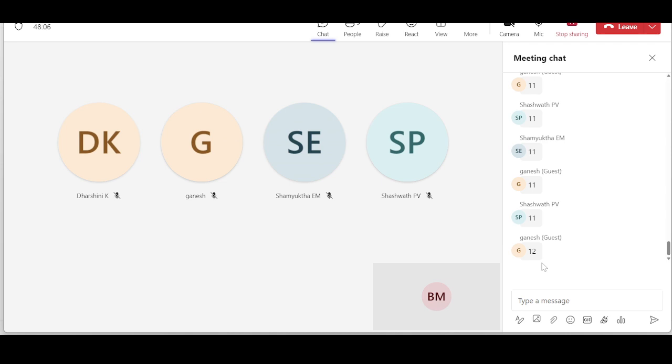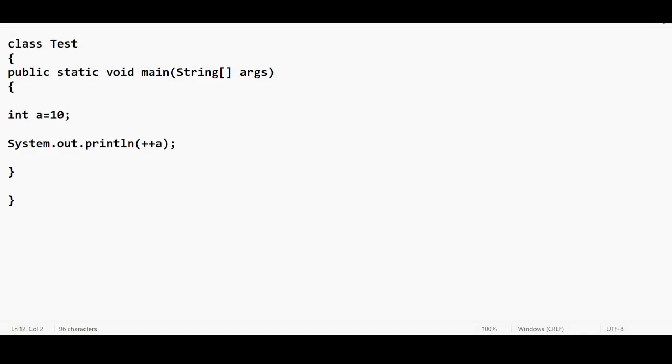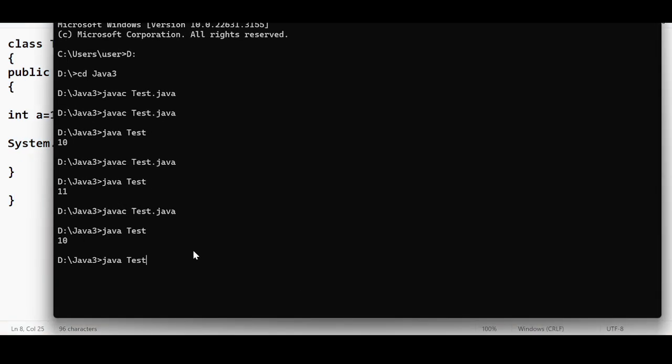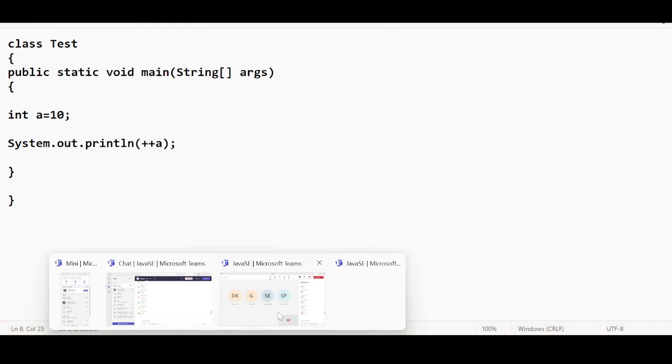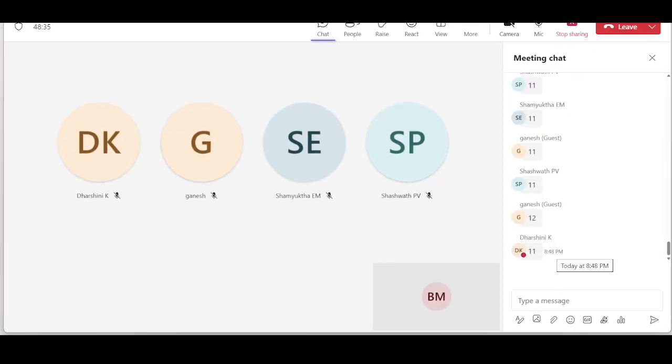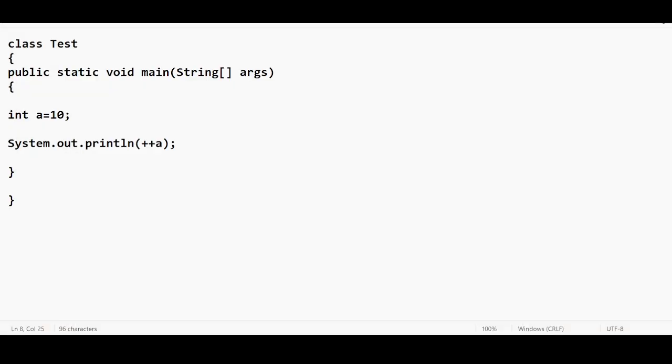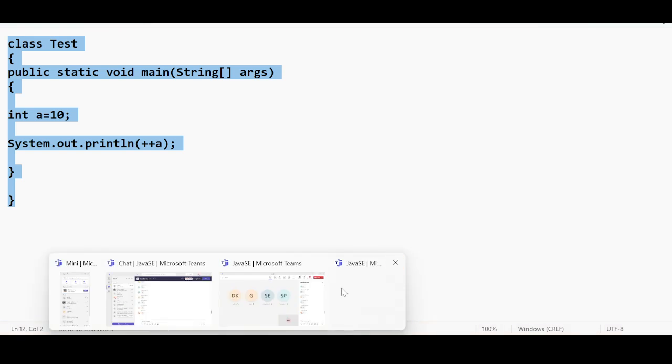Ganesh says 12. Others? 11. Okay, 11. Darshini says 11. Okay, good that you are trying. Let us track this. First let us try to run this. The answer is 11. Who said 11? Big round of applause to those who said 11. Darshini, Ashwa, Samyukta. Okay, Ganesh, no issues.